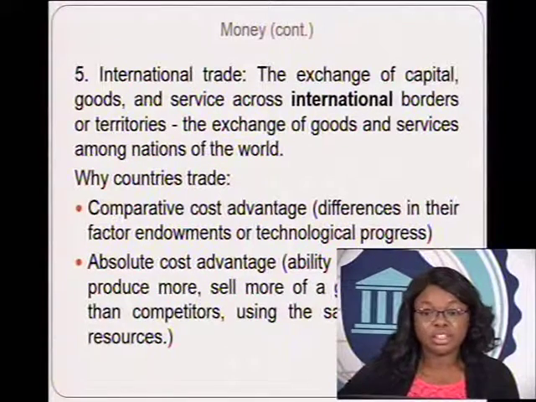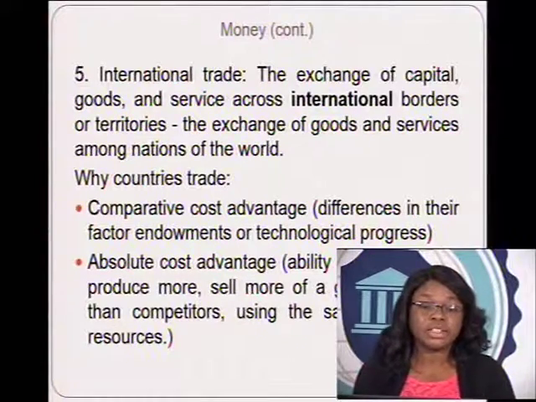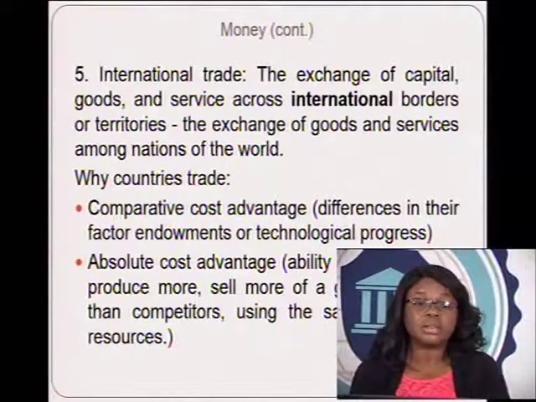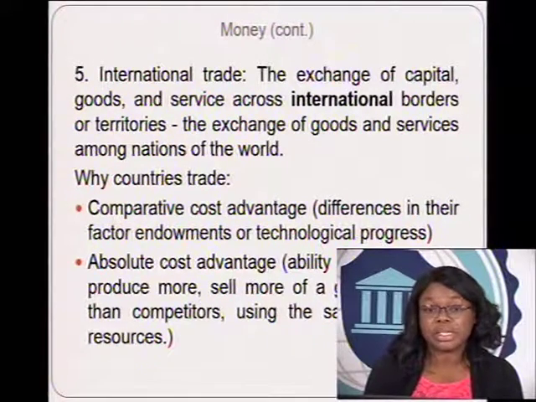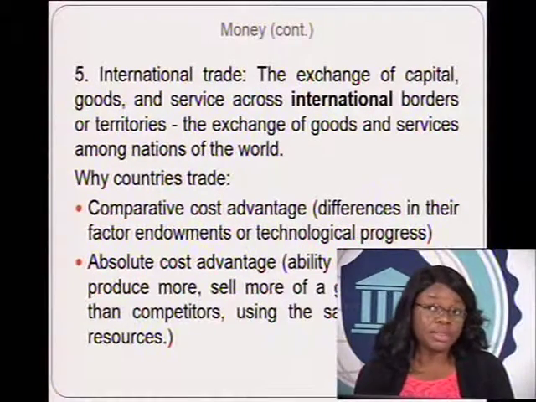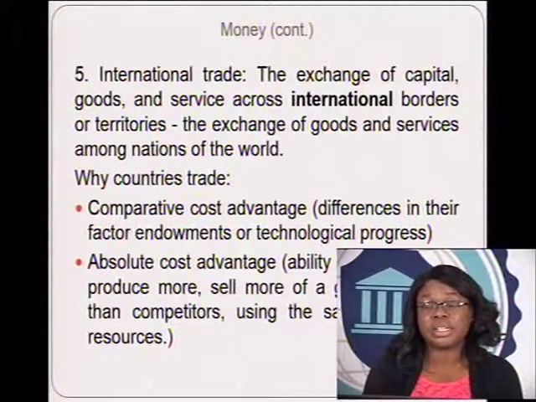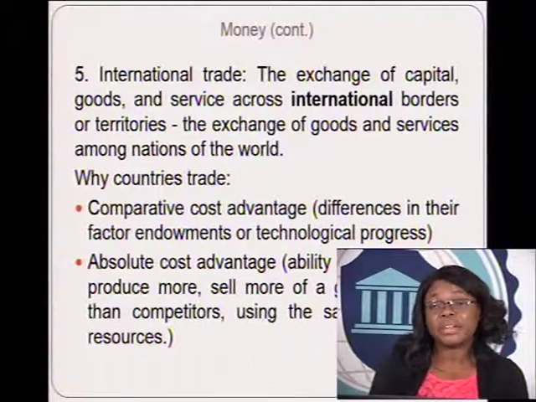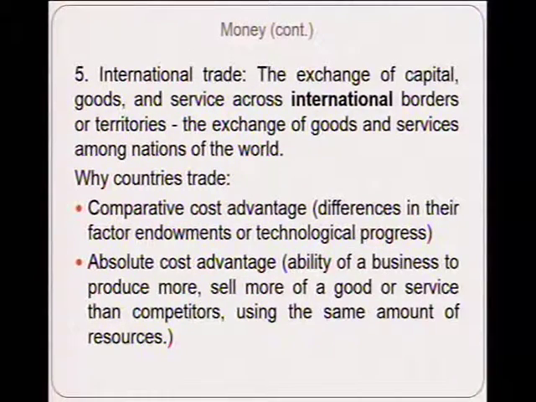Now we move to international trade. International trade is also part of the course outline. International trade is the exchange of capital, goods, and services across international borders or territories. The exchange of goods and services among nations of the world. That is what international trade is all about. And we come to why nations trade. Why do countries trade? In theory, there are two main reasons why countries trade. The first one is the comparative cost advantage. The second one is the absolute cost advantage.